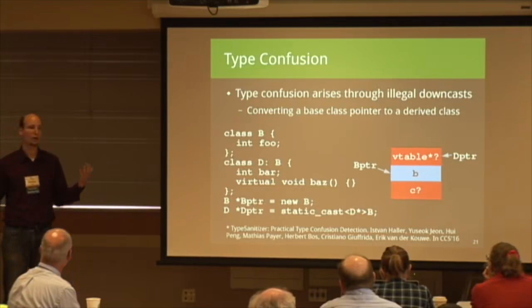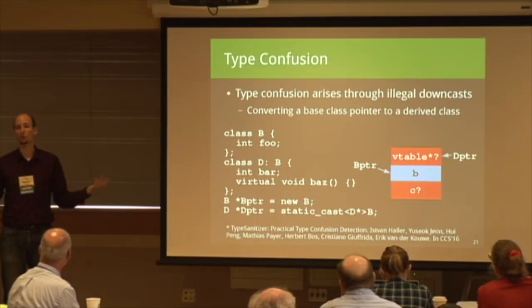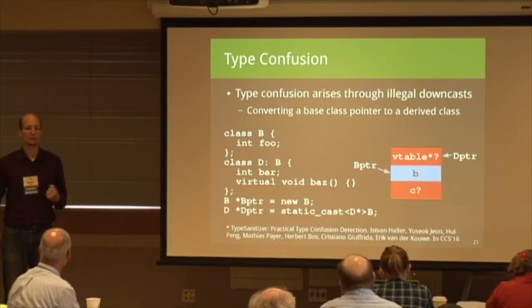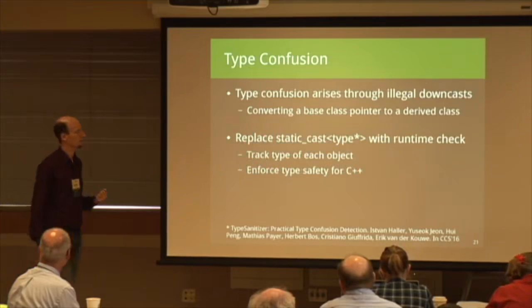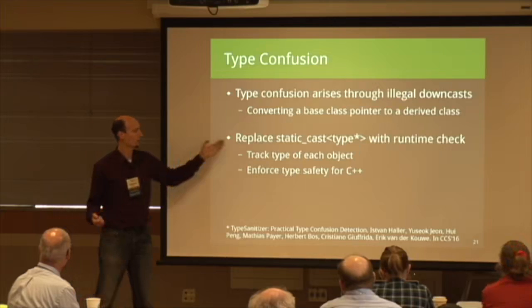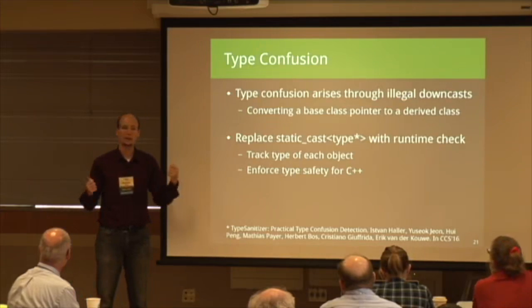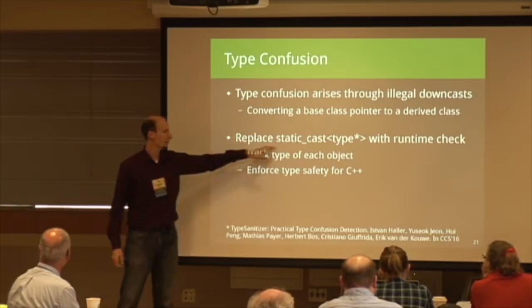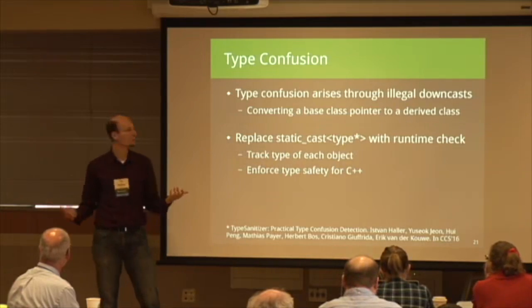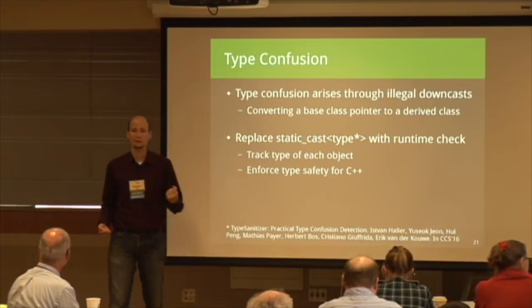So we are working on protecting against such vulnerabilities at obviously low overhead. Otherwise, these mechanisms will not be deployed in practice. So what we do is we replace, through a compiler-based analysis, each instance of a static cast, which is the source of the problem here, with a runtime check.